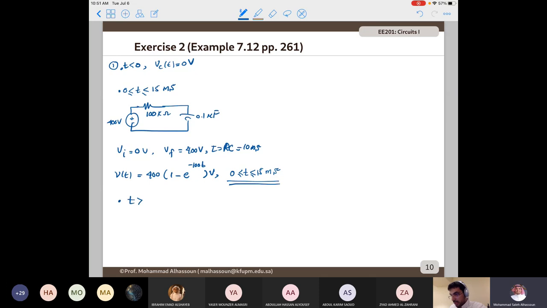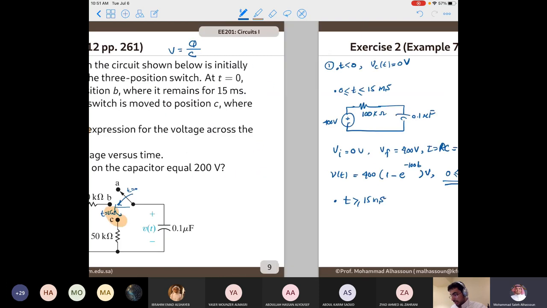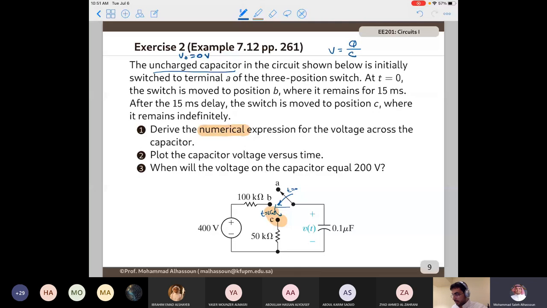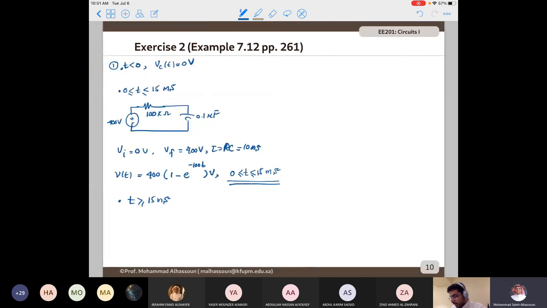So now let's consider the last interval, t greater than 15 milliseconds. Again, I'm not going to attempt to solve it first. I'm going to draw it first, and this gives me a better visualization of the circuit. Who can help me find the initial value here?